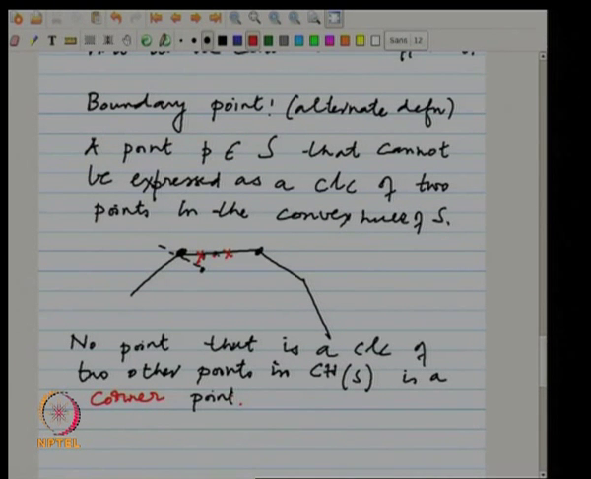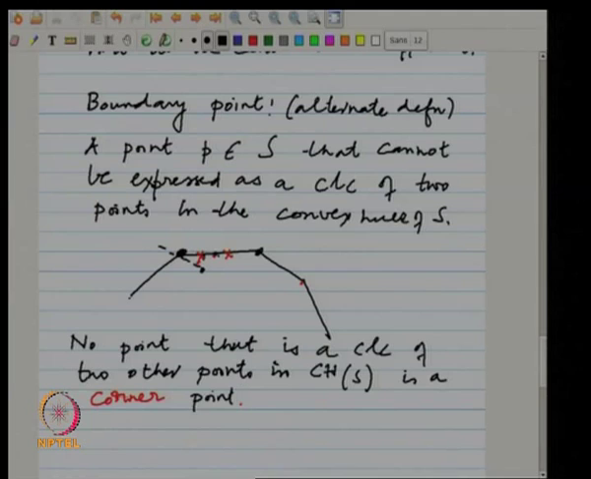So in other words, the moment we see that there is some point which can be expressed as a CLC of 2 points, we know that it cannot be a boundary point. It is no longer a candidate for a boundary point. So that is also another way these algorithms work, that the moment I find that some point is a convex linear combination of 2 points, it means that we can discard that from further consideration, right.